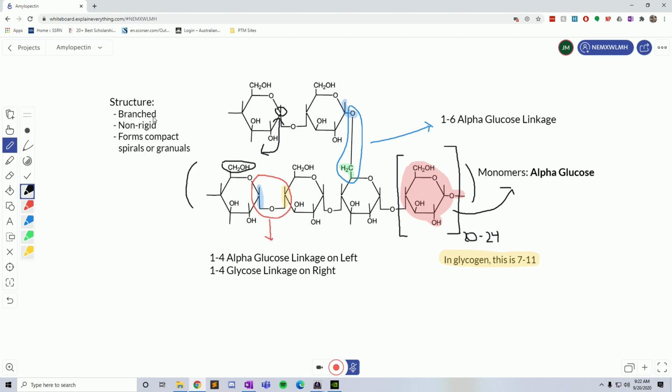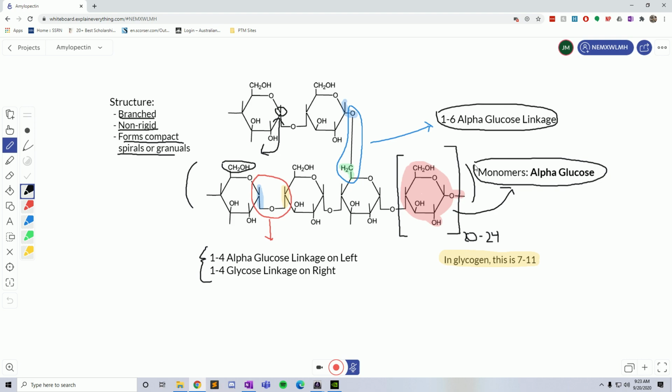Thus, the resulting structure is branched, as we said. It's also non-rigid, and important for the exam, it forms compact spirals or granules. Again, this is only a one-liner in the textbook, so if you want that mark, you need to probably memorize this. These two, same as amylose, need to remember that, and need to remember that.